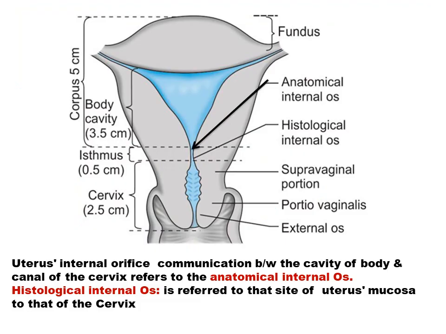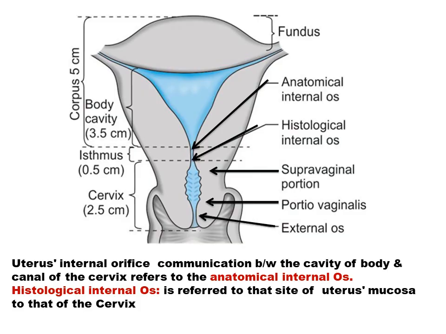So we have various terminologies here. The anatomical internal os, the communication between the cavity of the body and the canal of the cervix. Then we have the histological internal os. It refers to the site where the uterine body mucosa changes to the cervical mucosa. The cervix is further divided into two parts. The upper part is known as the supravaginal part and the lower part is known as the vaginal part or the fossa vaginalis.